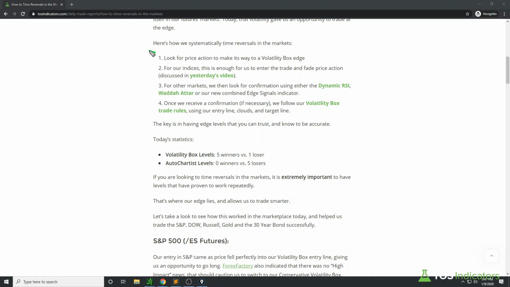But really, let's start by taking a look at the checklist that we have, which helps us time reversals. This is a checklist that we repeat time and time over again. And we have rules for whether it's the indices or something else like the gold futures market or the 30-year bonds. But first, we're always looking for that price action to make its way to a volatility box edge. And in the case of our futures market, that first edge is represented with that blue dashed line, which we call our entry line. Once we have price action breach a volatility box edge, and if we have the indices, that's enough for us to take that trade.